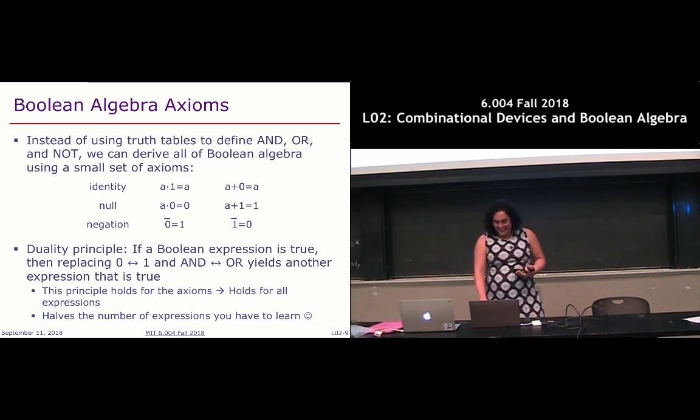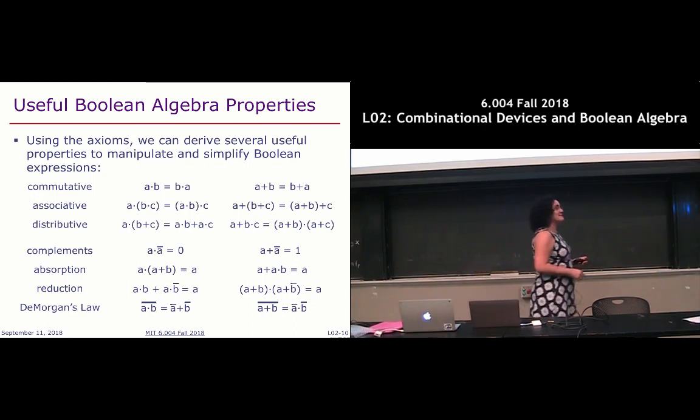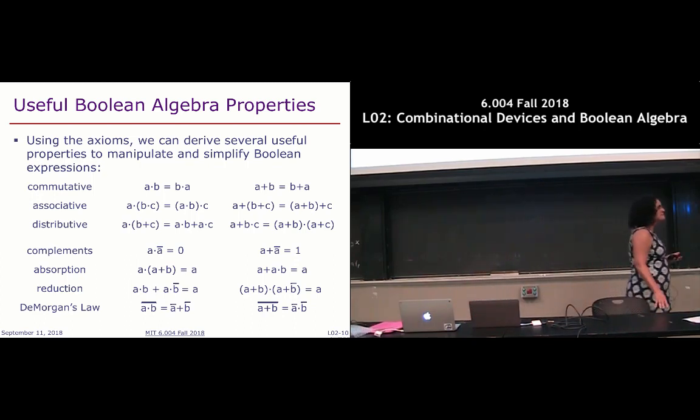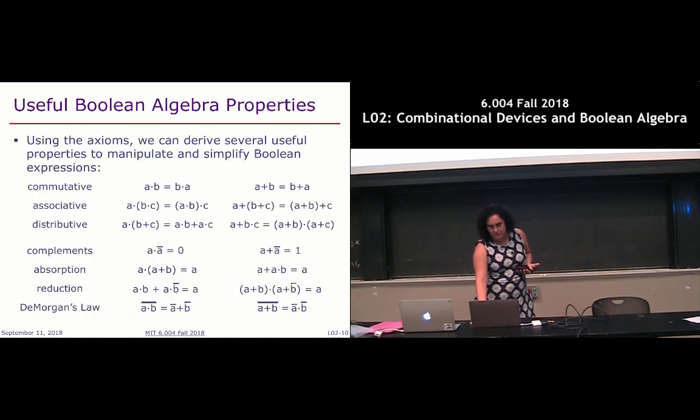Okay? All right, now in addition to these... yes? It means that it's true. So if it is true that A ANDed with 1 returns A, it's also going to be true that A ORed with 0 returns A. Okay, so it results in another valid Boolean expression.